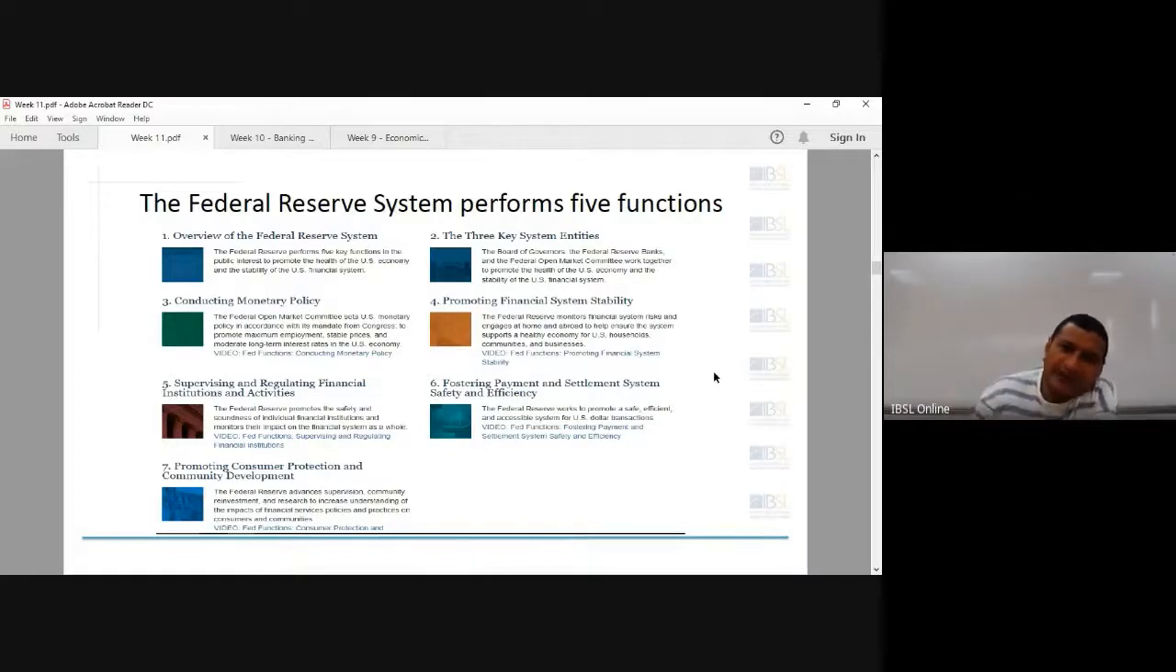So you see a direction in which most of the central banks work throughout the world. The Federal Reserve System has 5 major functions to perform: conducting monetary policy, promoting financial system stability, supervising and regulating financial institutions and their activities, fostering payment and settlement systems and the safety and efficiency of those systems, and promoting consumer protection and community development. So that's very broad, right? Other central banks are also no different. They might not call it 5, they might call it 3 or 2, but broadly, everybody is engaging in this type of activities.